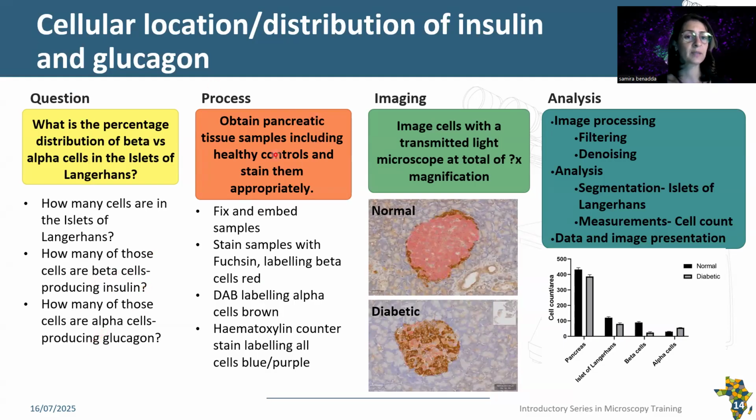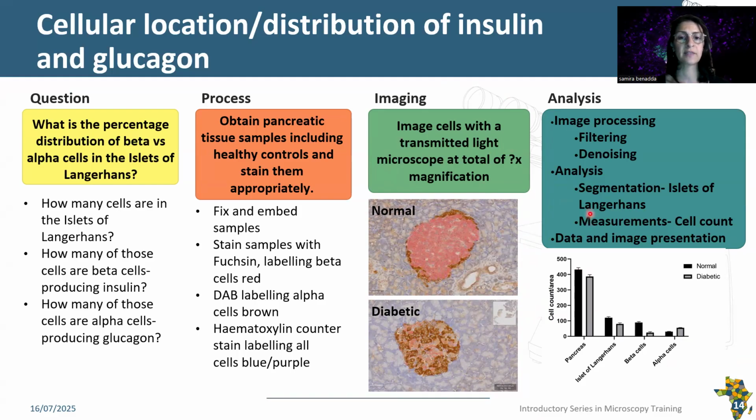To process, we obtain pancreatic tissue samples, including a healthy control, and stain them appropriately. So we fix them, we stain cells with the fluorescent labeling the beta cells in red, and the DAB labeling alpha cells in brown, and the hematoxylin controlling stain, staining all cells blue. After that, we can image our cells just with a transmitted light microscope to see the total and the aspect of the cells.